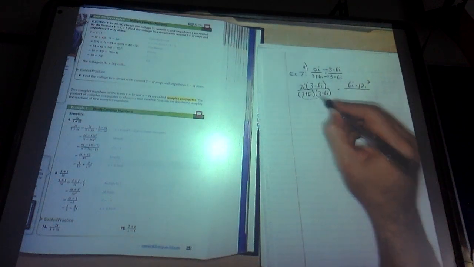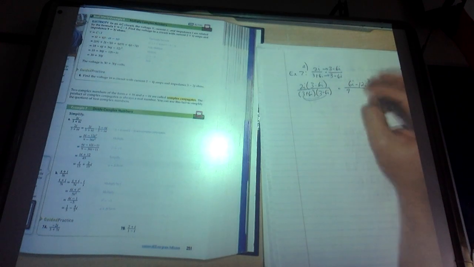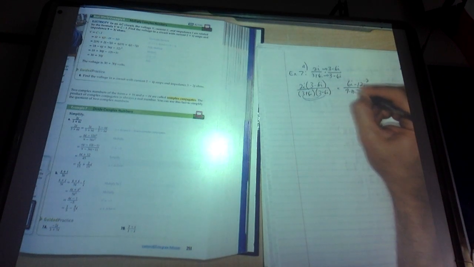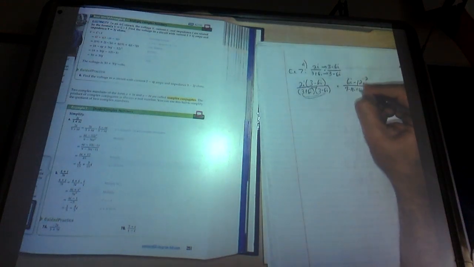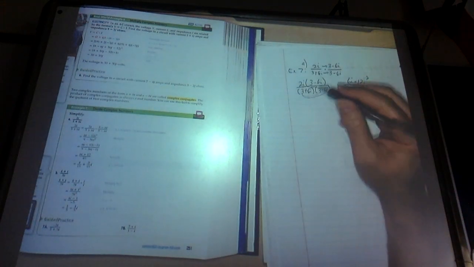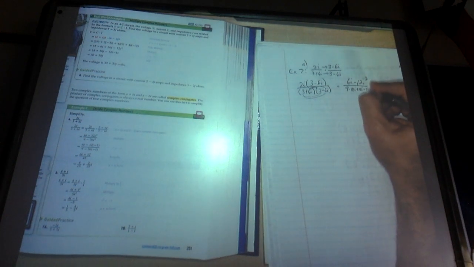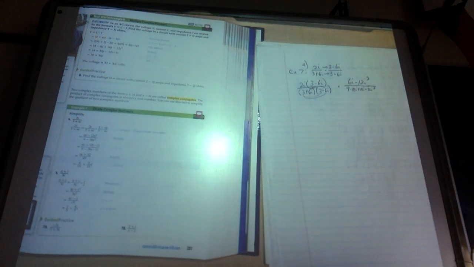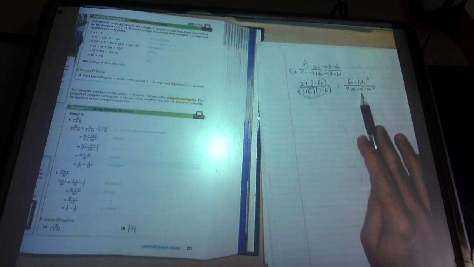So I do first terms. 3 times 3 is 9. I do outer terms. 3 times negative 6i, negative 18i. I do inner terms. 6i times 3, positive 18i. And I do last terms. 6i times negative 6i is negative 36i squared. Sorry, I didn't leave myself a ton of room right there. Again, this bottom reads 9 minus 18i plus 18i minus 36i squared.